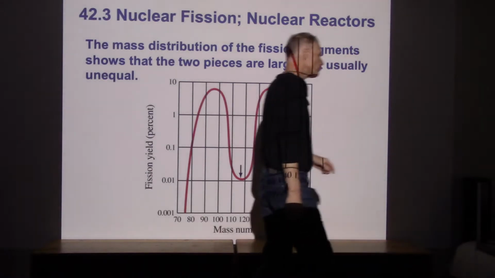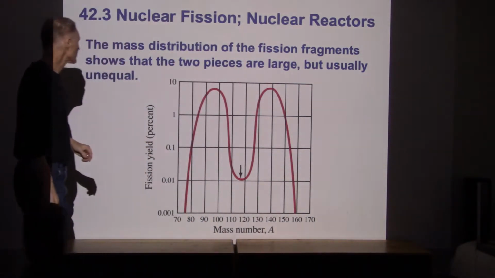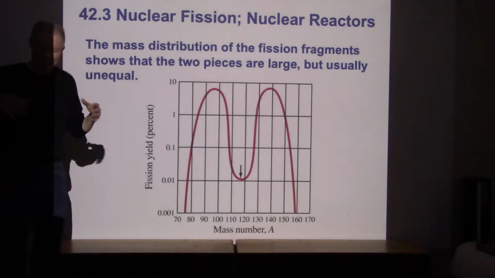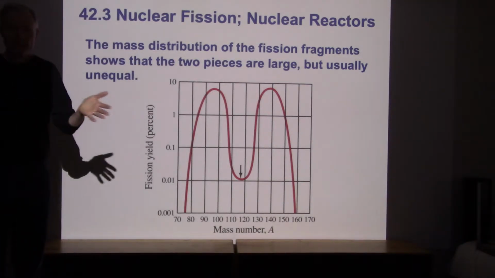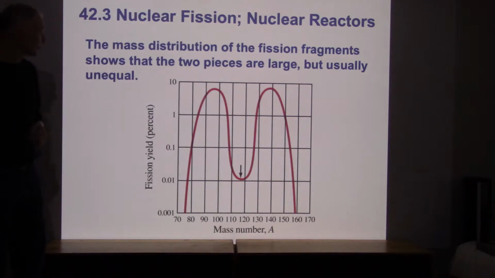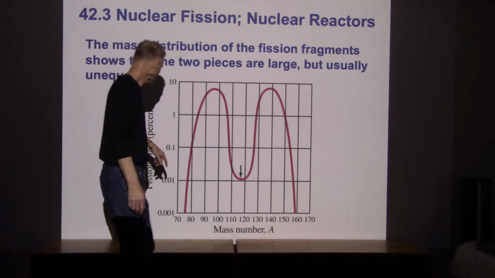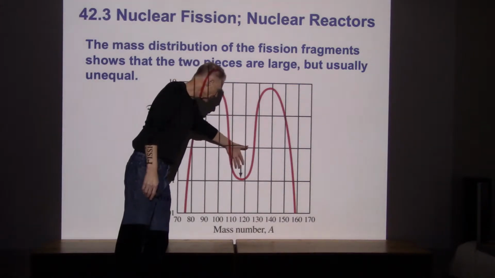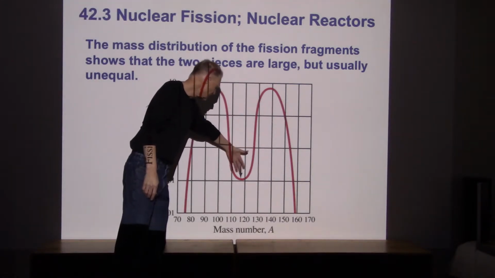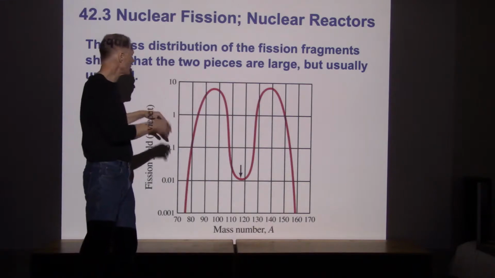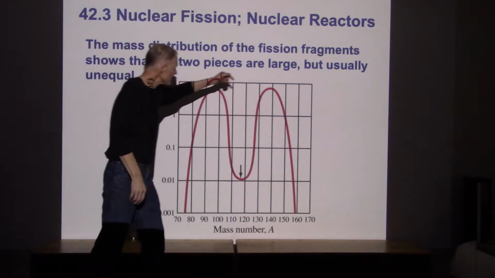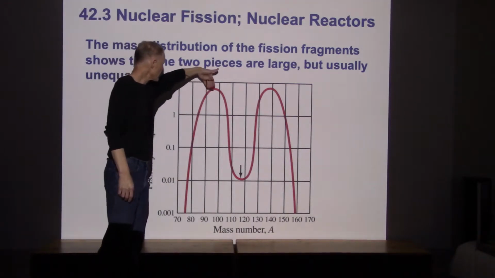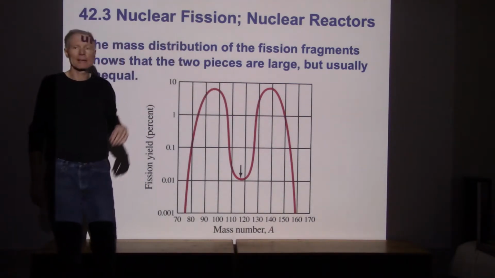Now, in these nuclear fission reactions, I've tried to be very careful. I don't want to say that in fission, the nucleus splits in half. It turns out that only 1% of the time or so does it actually split in a region near half. Most of the time, it ends up in uneven pieces. One of the pieces is somewhere around 135 to 140, and the other piece is somewhere around 95.